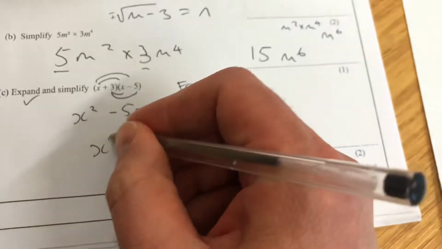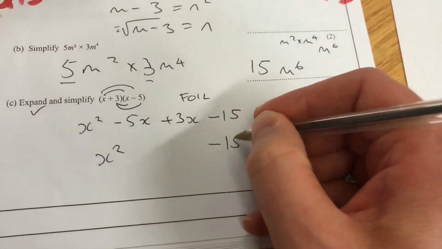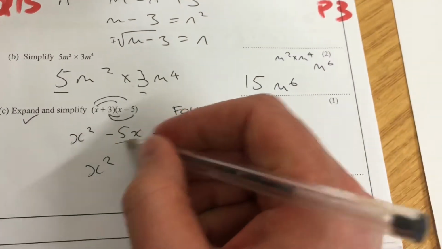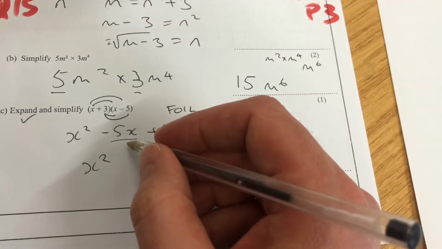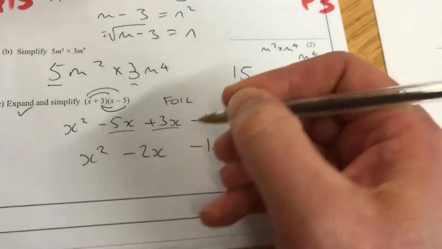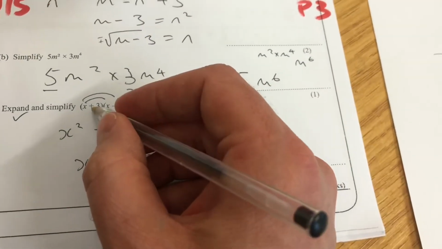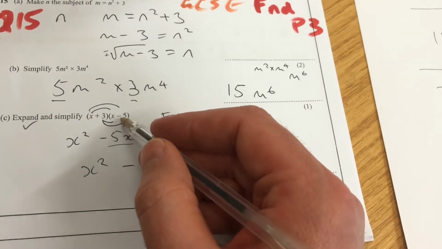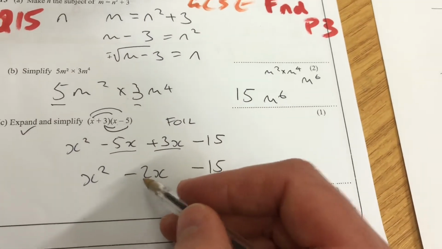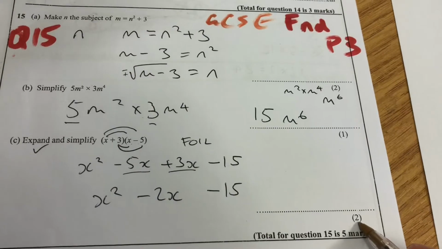There's no other x squared term. There's no other constant. But we can simplify and collect those like terms. Minus 5x plus 3x will be minus 2x. And that's what we expect. We've got different signs there, and the larger is negative, so we expect a negative answer. That should give us 2 marks there.